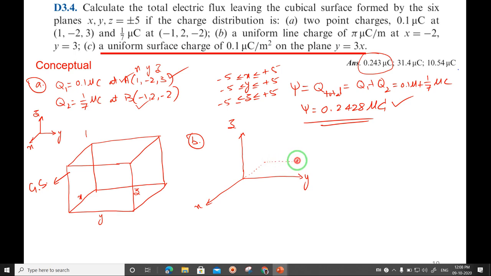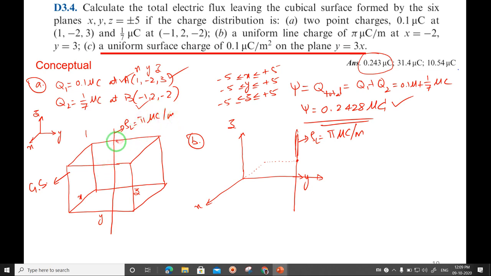It will come here, so x is -2 and y equal to 3. I'll extend this y axis. This line charge is parallel to the z axis, and the line charge density rho L they have given is pi microcoulomb per meter. Then observe, is this line charge enclosed within this cubical surface or not? I will draw the line charge, and this is rho L, pi microcoulomb per meter.